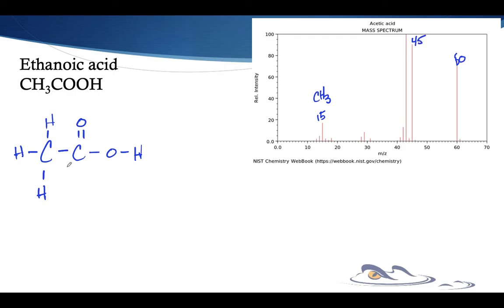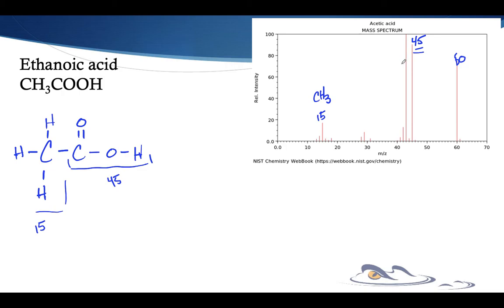And so this peak at 45 could be that piece right there. If that breaks off, then this piece is going to have a mass of 45. And this other piece, the methyl group, is going to have a mass of 15. So I can see those two peaks that are part of this. Again, we're not going to try and interpret every one of them, but I can see that when a carboxyl group is present, a lot of times I will get this peak around 45 or so.